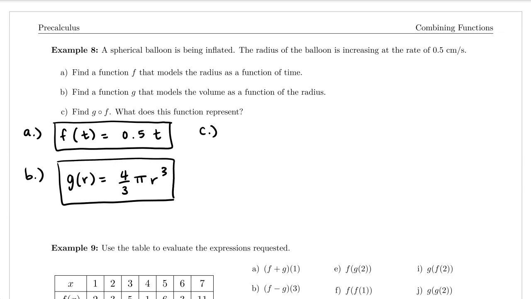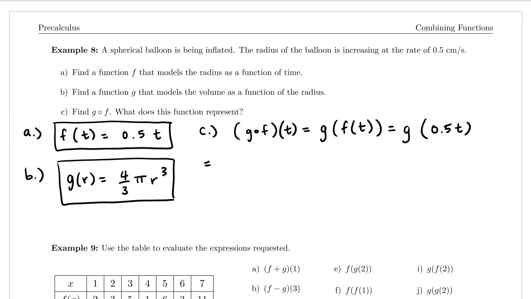Part C says find g composed with f. What does this function represent? So if we were to do g composed with f of t, this would equal g of f of t. So we're taking our f function and we're plugging it into our g function. So this would be g of 0.5 t, which is going to equal 4/3 pi times 0.5 t quantity cubed.